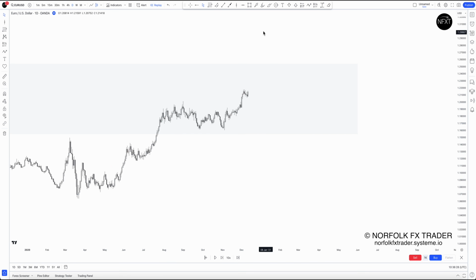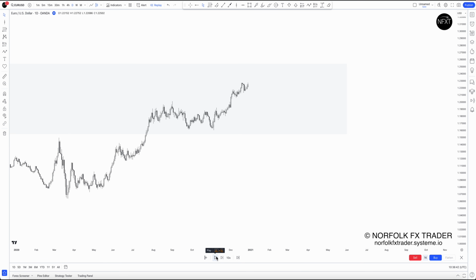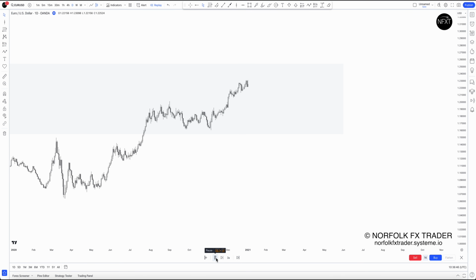Now, within this swing structure, we also have the internal structure. So you have the smaller swings we can see forming here at the moment. And that's key to understanding when you're applying a market structure trading strategy. So let's just go forward with this again. And I want to slow this down a bit because we don't want to miss what we're looking at.